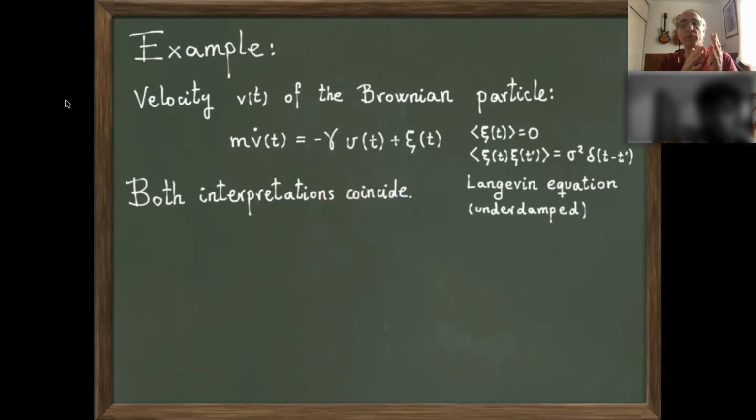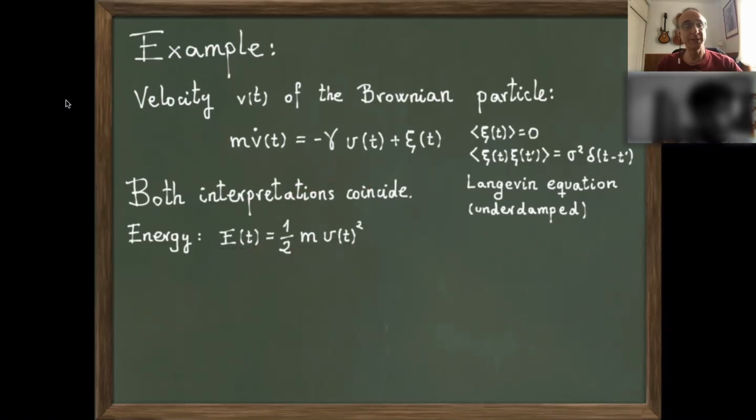This means that we can use both interpretations if we like. But if we use one, we have to be consistent. If we use Ito, we have to use Ito calculus, and if we use Stratonovich, we have to use the normal calculus. So let's think about how the energy of the Brownian particle evolves. Since this is free, there is no extra force, so the energy is just the kinetic energy, one half m v squared. We want an evolution equation for the energy, and in principle this is like a change of variables.